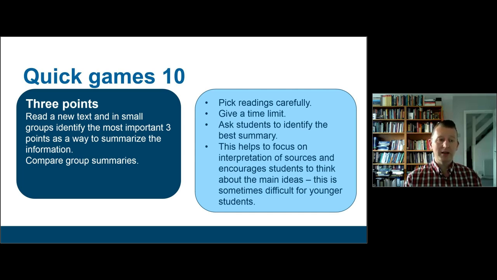And then the final quick game that I'm going to mention, 3 points. If you're reading a new text, allocate it to small groups and just ask the small groups to come up with the most important 3 points that would summarise the information, and then get them to compare the group summaries and think about whose is best.